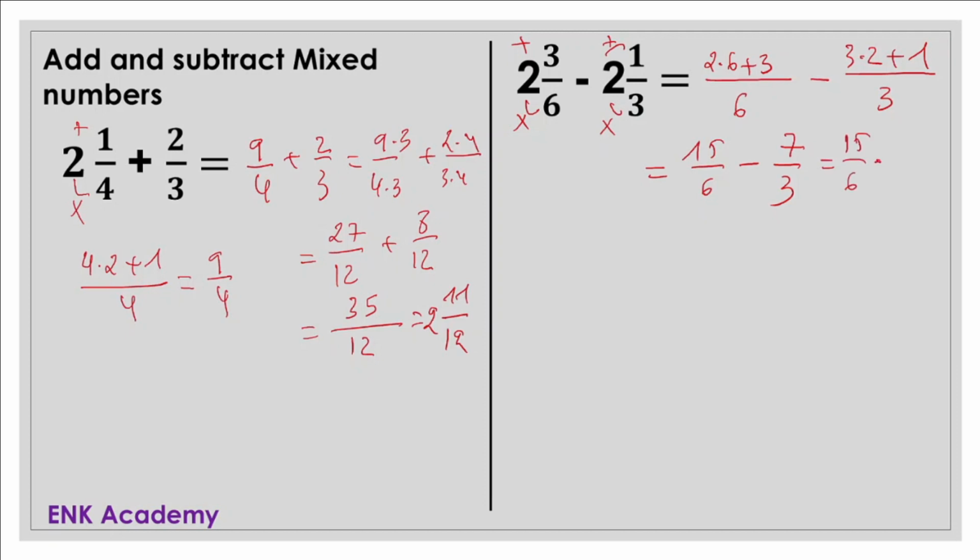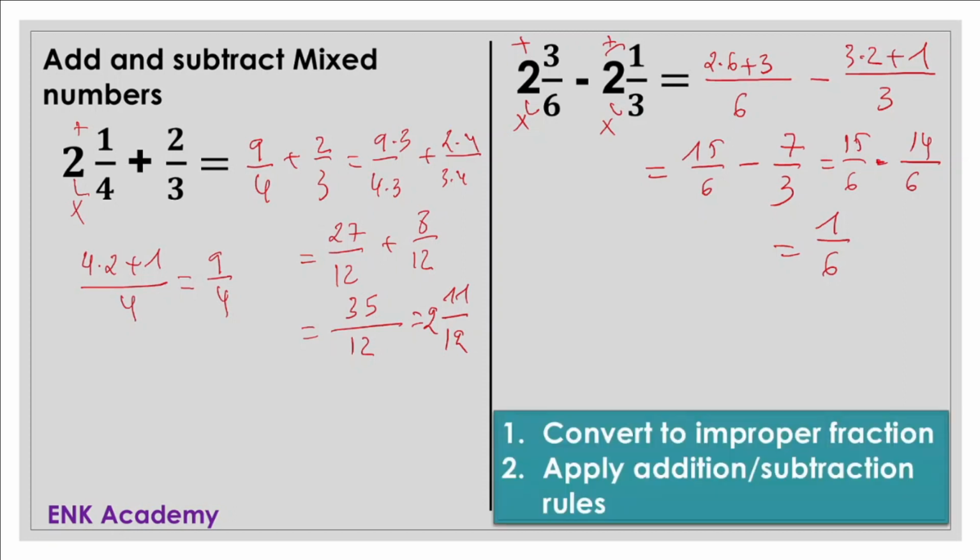As you can see, 6 is a multiple of 3, so this one stays the same, and then we bring the other one, 6 and 14, so we times it by 2, and the resulting fraction is 1 over 6, which is already simplified. So to add or subtract mixed numbers, you need to convert them into improper fractions and then apply addition and subtraction rules.